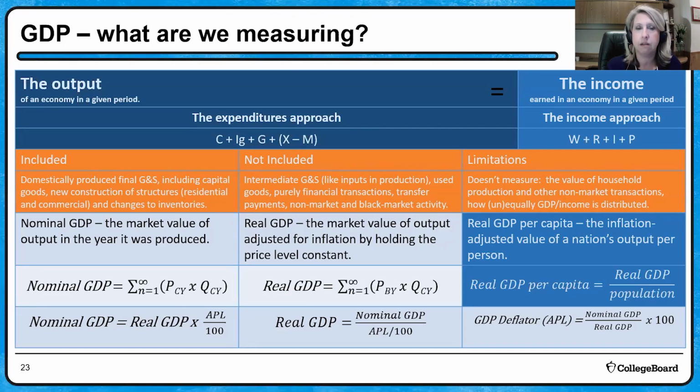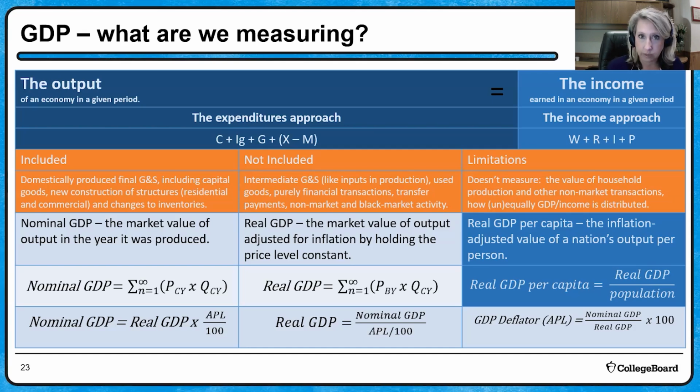All of the spending on domestically produced goods and services in a given period. The limitations, however, are worth noting. And so that's topic 2.2. It doesn't measure the value of household production, and it doesn't tell us anything about how equally income is distributed in a country. So those are a couple of the limitations of GDP as a measure of overall economic prosperity.